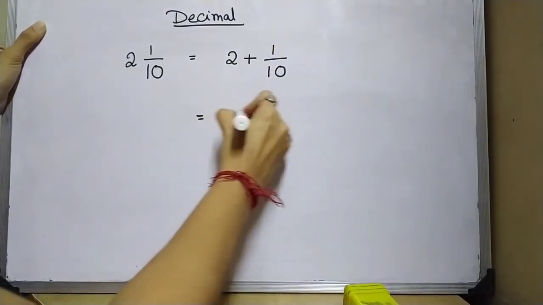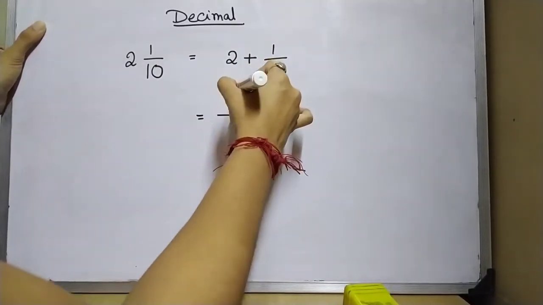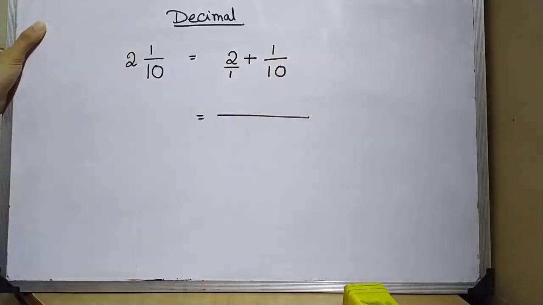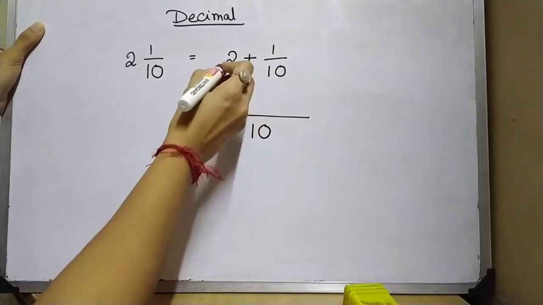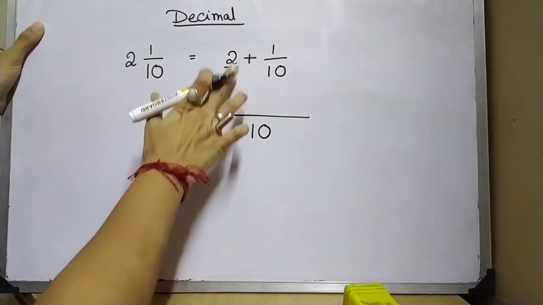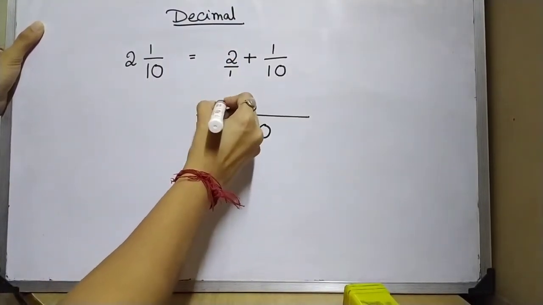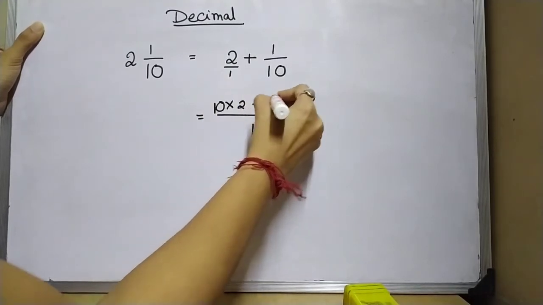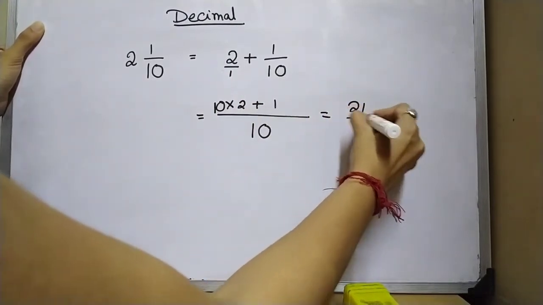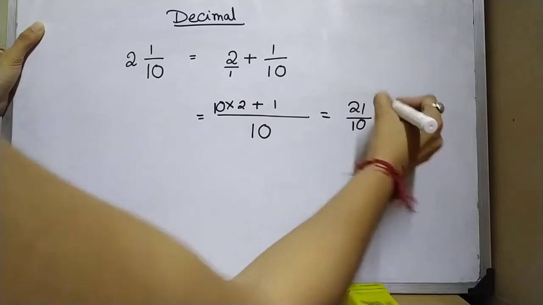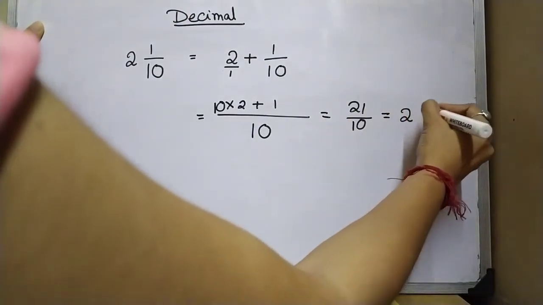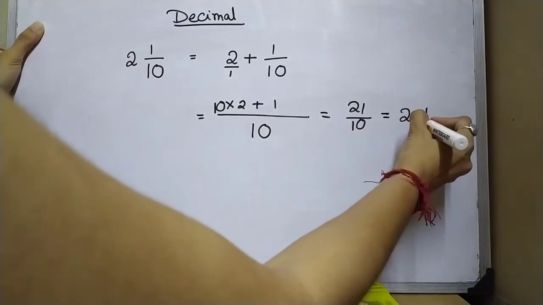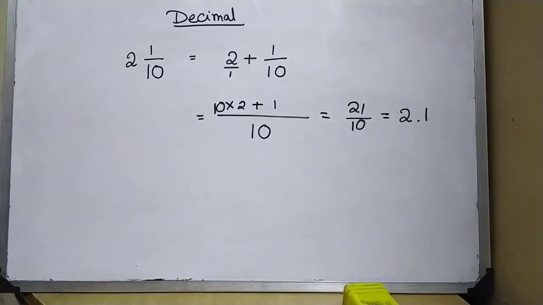As we have already done, we take 10 as the denominator. So 10 divided by 1 into 2, that is 10 into 2 plus 1. So the number is 21 by 10. Now I am going to change it into a decimal. 10 means we put the decimal one place before the end of the number, that will be 2.1.